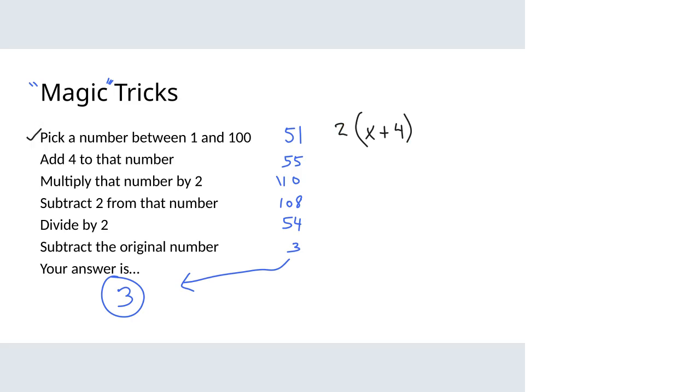Okay, let's see. I picked a number. I called it x. I added 4. I multiplied by 2. Now I need to subtract 2 from whatever I have. So with this whole thing, we need to subtract 2. And then this whole thing, I need to divide by 2. And then subtract the original number. How am I going to write subtract the original number? What am I going to put over here on the right-hand side of this?